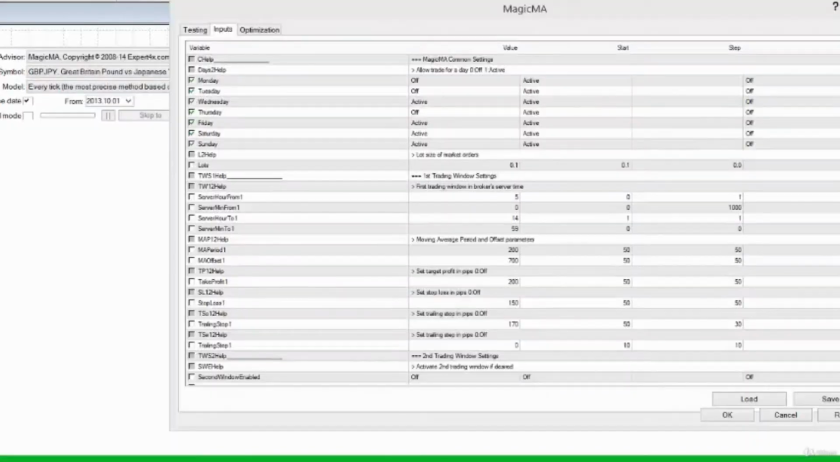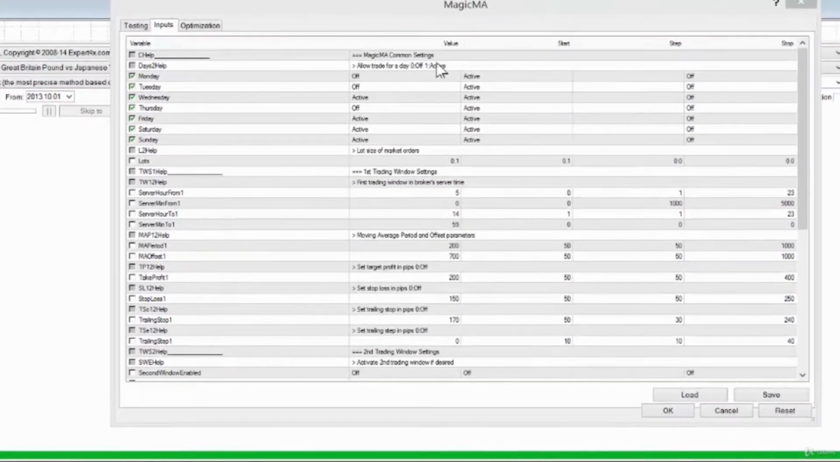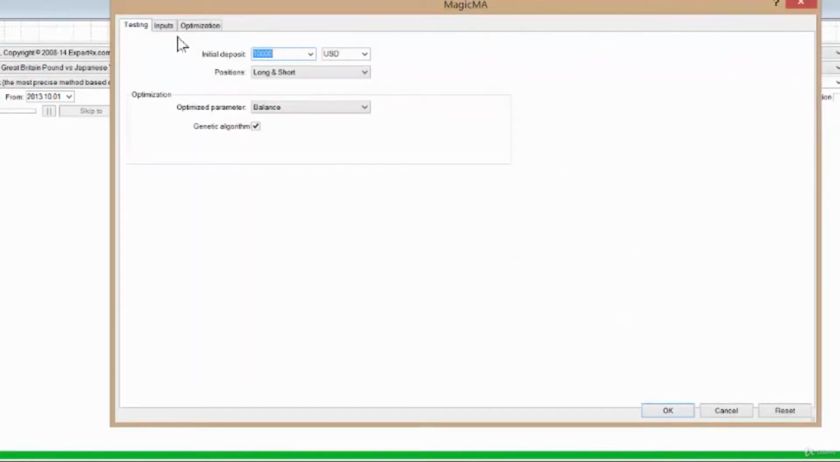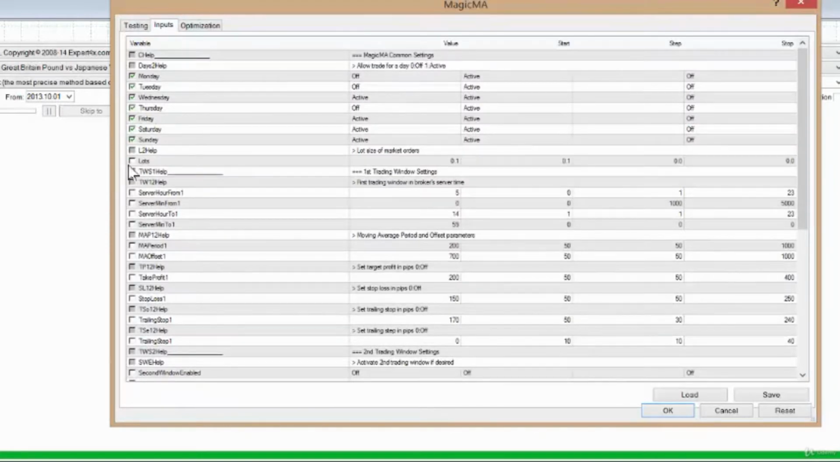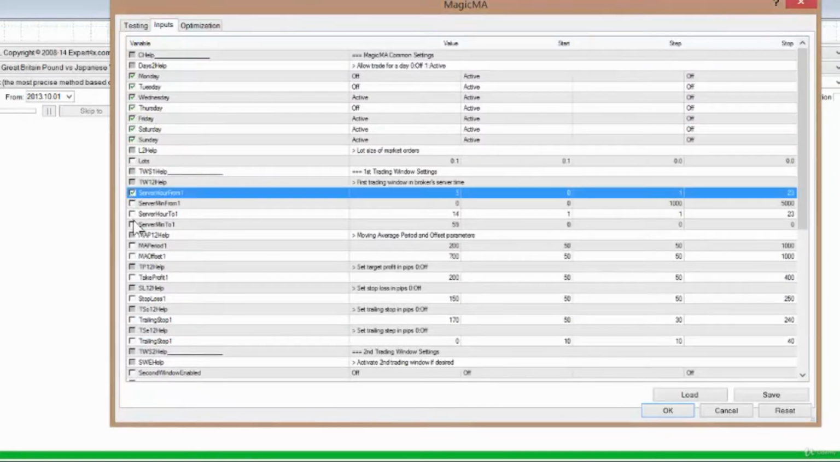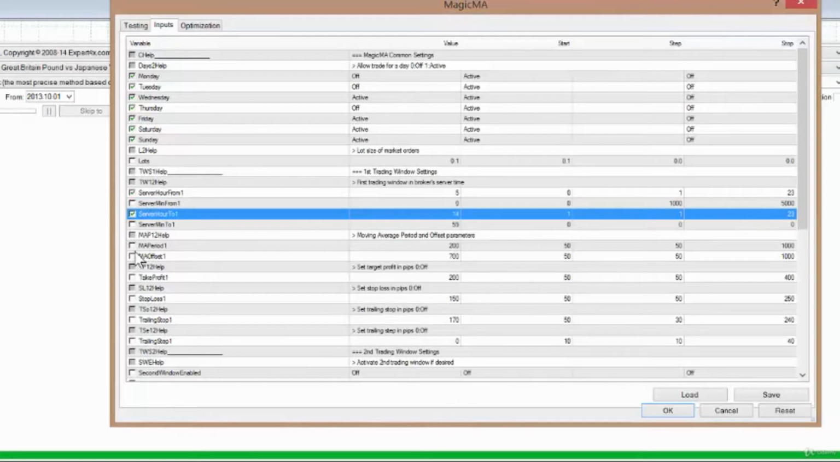So we go into the Magic MA's input screen for the EA, and the first thing we do is go to the testing tab and make sure that the genetic algorithm is ticked, because we are going to have such a huge amount of alternatives that we're going to need this genetic algorithm to select the areas to be tested most. We then go to inputs and we literally tick all the inputs that we have tested previously.